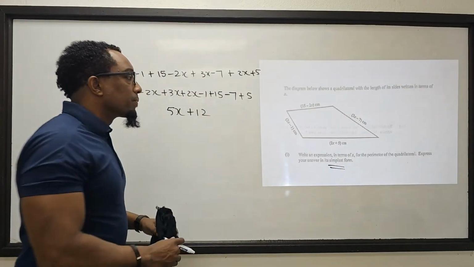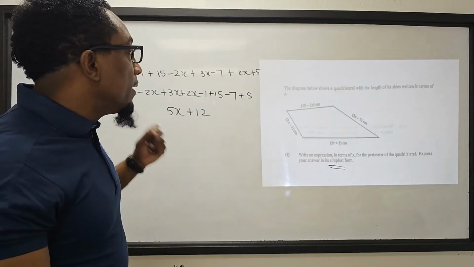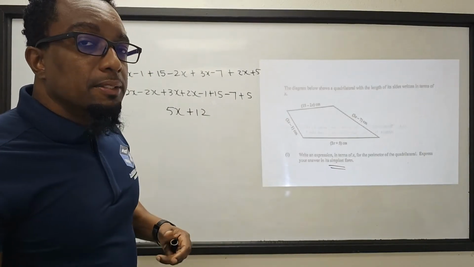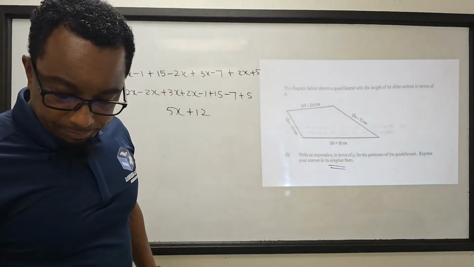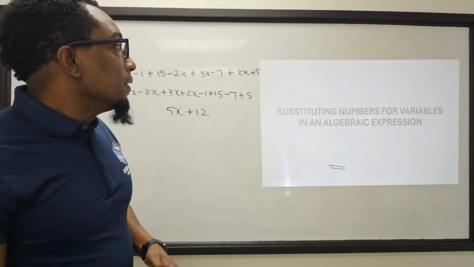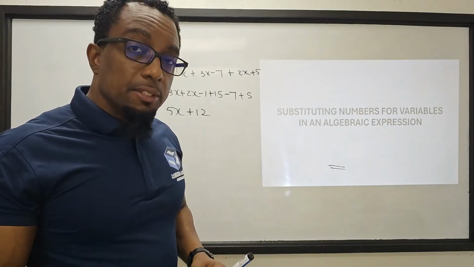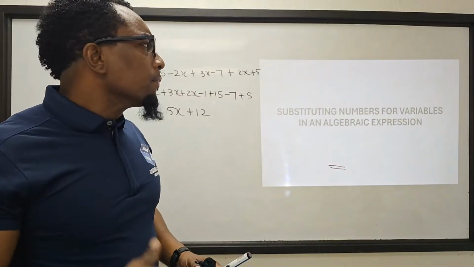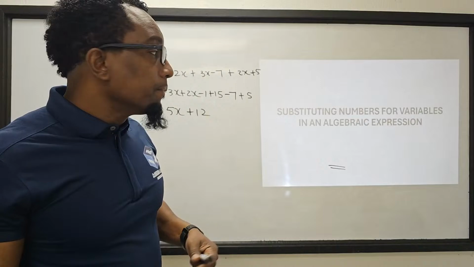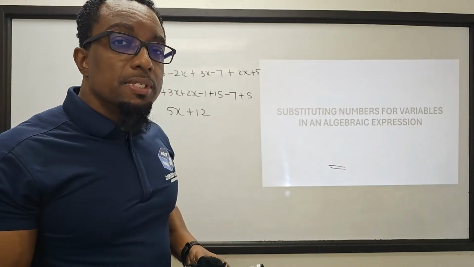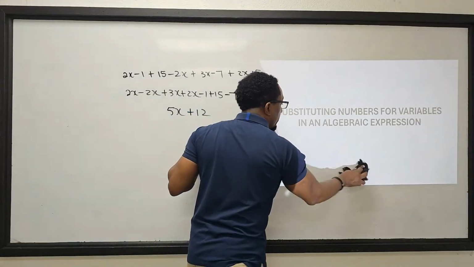And that there is simplifying, finding the perimeter, but we're representing the perimeter as an algebraic expression in its simplest form. Alright? So let's look at another. We're moving on to substituting numbers for variables in an algebraic expression. These are all CSEC past paper questions I've put together. These are common questions you see in the CSEC exam. Let's make sure that we are clear on what we have to do.